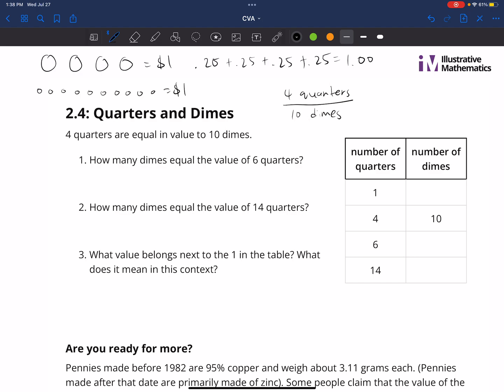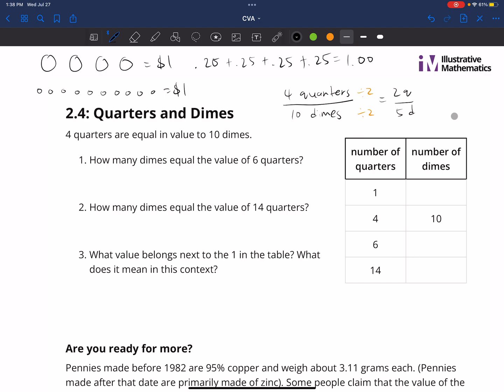okay? So I'm going to actually divide this up, right? And I'm going to divide the top by 2 and the bottom by 2. And that is going to give me 2 quarters per 5 dimes. Okay, so every 2 quarters is going to equal 5 dimes.